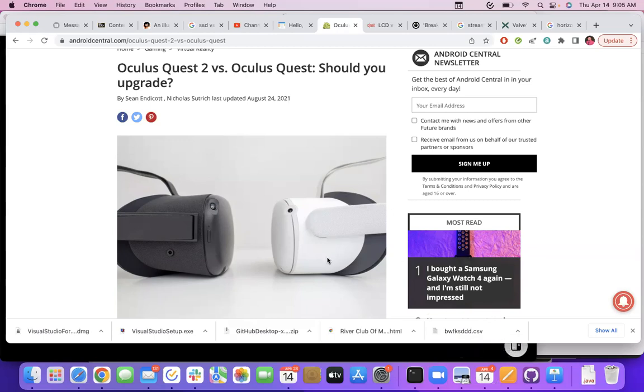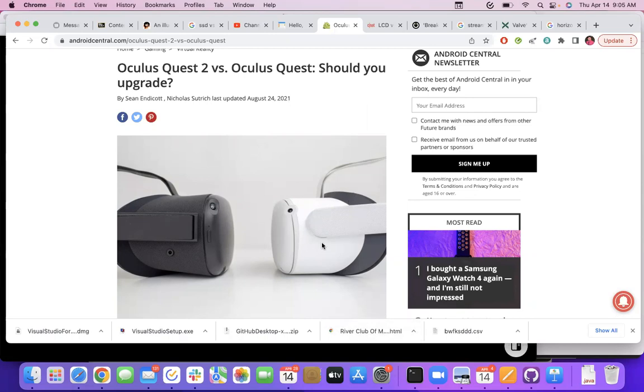That's where these devices become very interesting, because even though this is a standalone device that does not require a computer, you can use this with a computer as a PC VR headset. Originally that was through a link cable where you would plug this into your computer, but now you can do it entirely wirelessly.